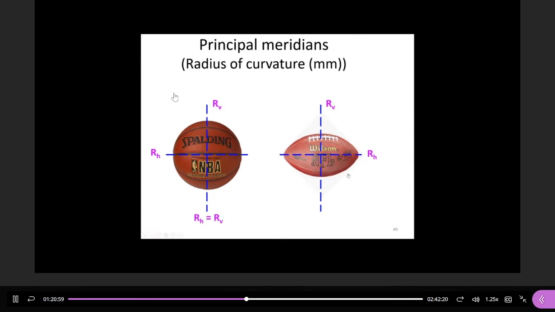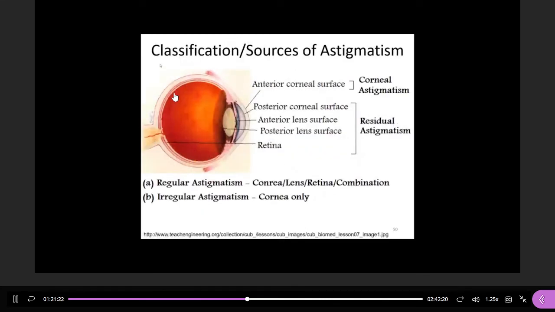So when RH equals RV, this is spherical. When RH, the radius, is higher than RV, the shorter radius means they have more power. So this is short, so it curves more, right? So this is RH bigger than RV, and the two meridians are 90 degrees to each other. This is a classification of astigmatism.